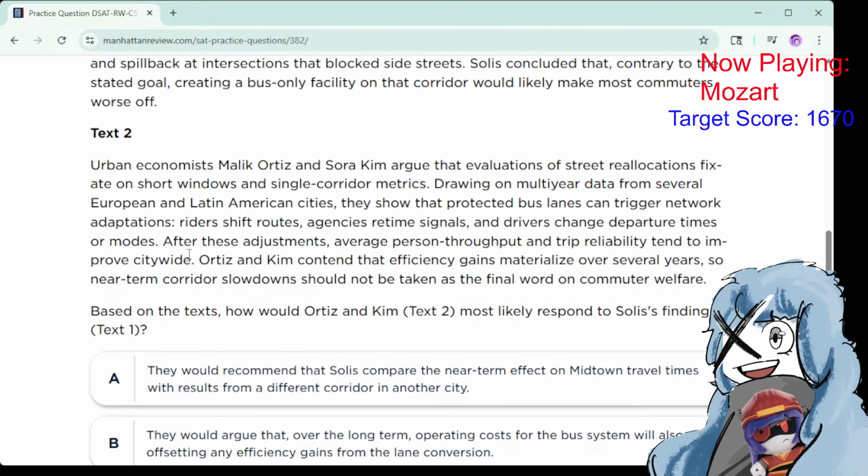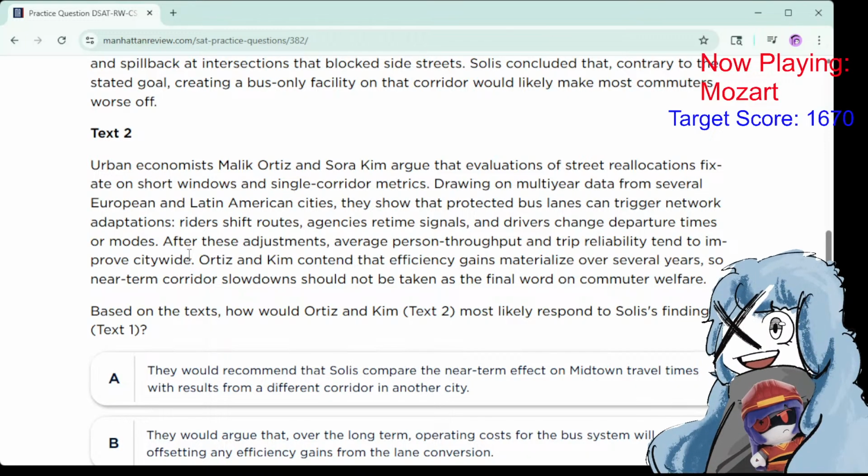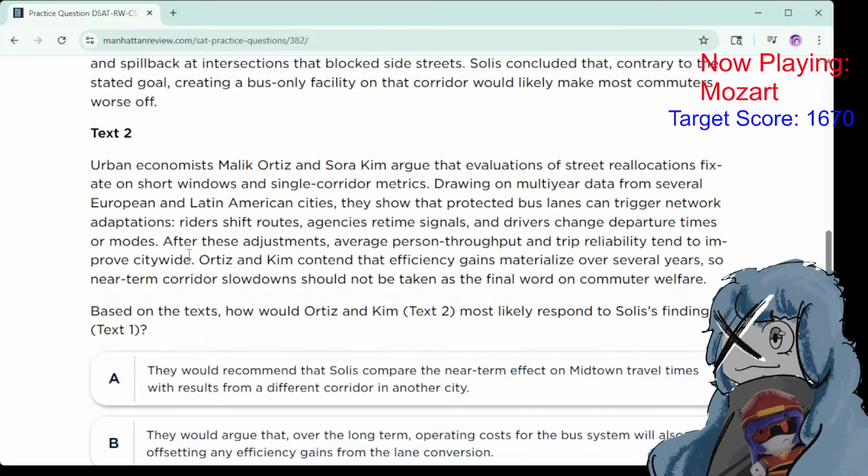Evaluations of street reallocation fixate on short windows and single quarter metrics. Drawing on multi-year data from several cities, they show that bus lanes can trigger network adaptation, rider shifts in routes, agencies retiming signals, and drivers changing modes. Often these adjustments improve average person throughput and trip reliability citywide.